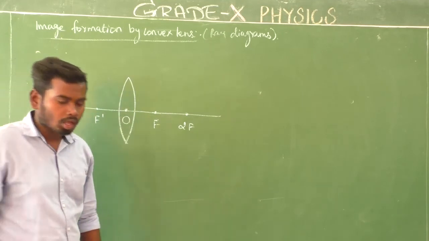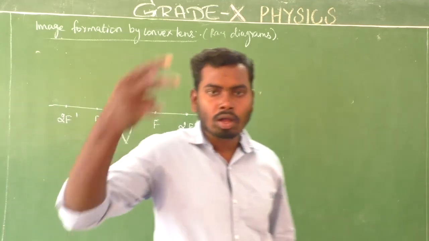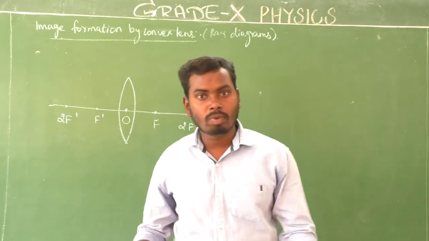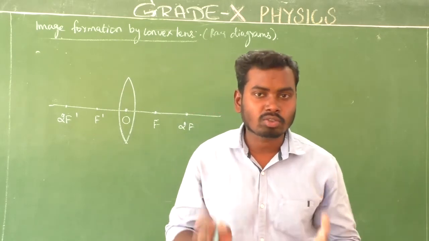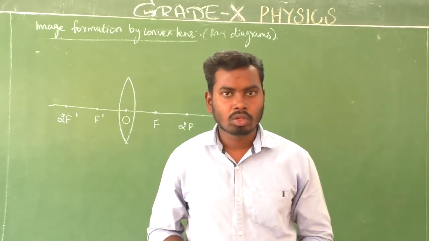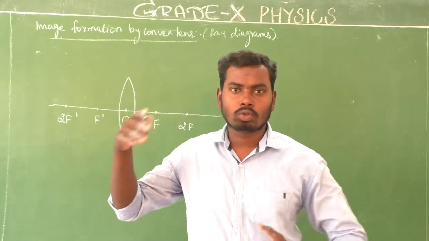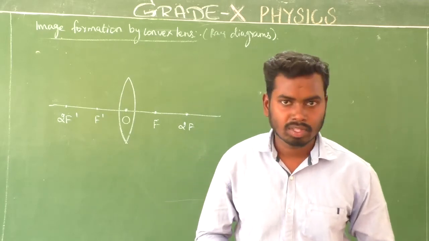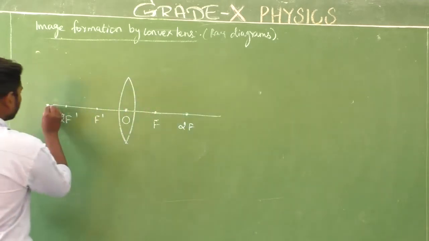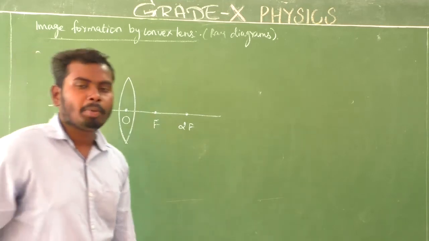All distances are equal. So when you construct the ray diagram in your notebooks, it should be very clear as well as neat. Don't make a mistake. Don't draw with a pen or use so many things. Use a scale and pencil. Is it clear? Yes. Next one, very important.